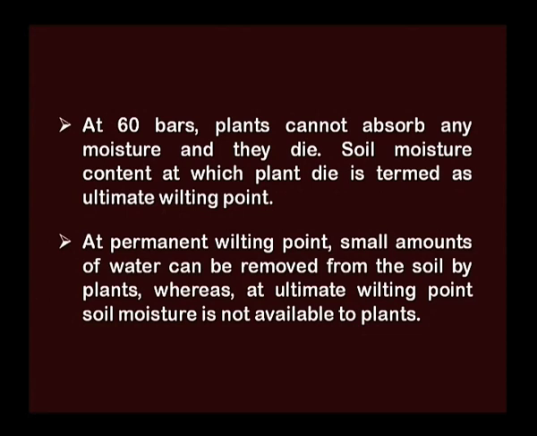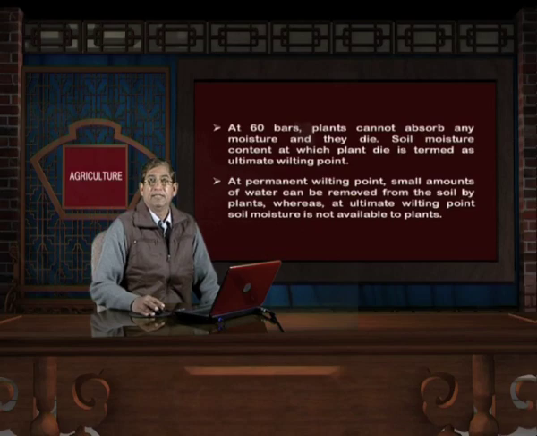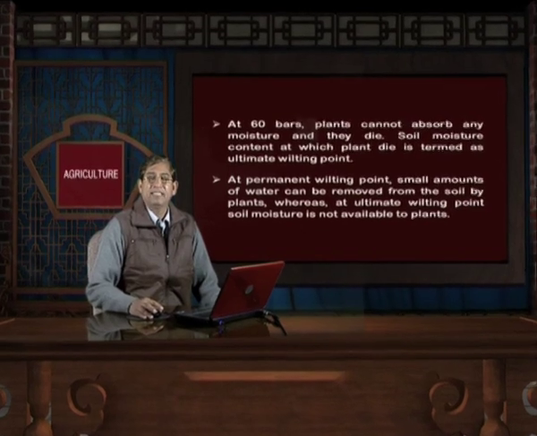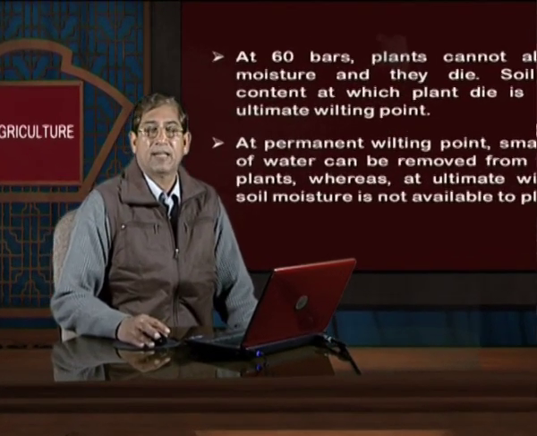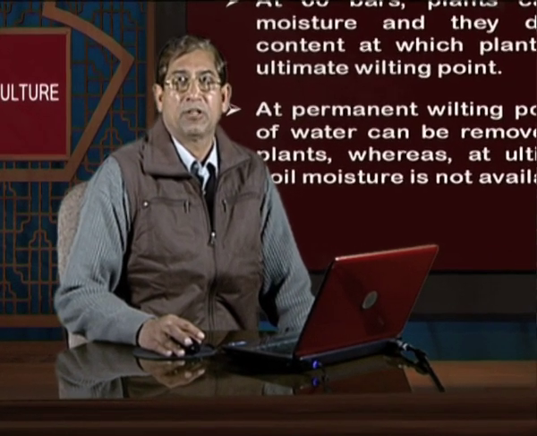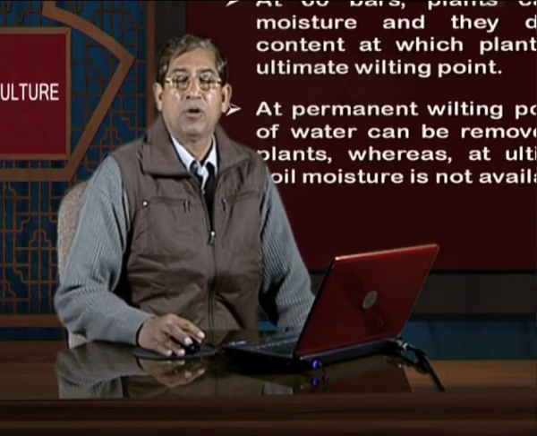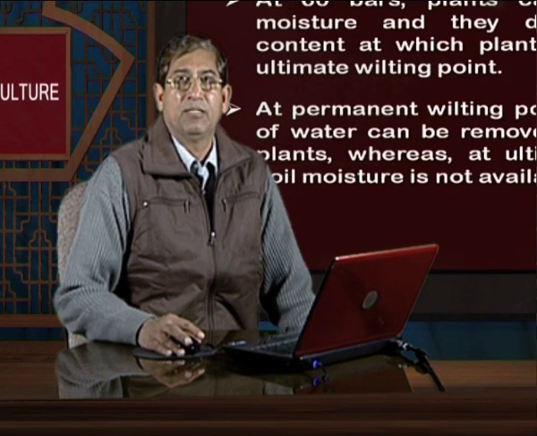At permanent wilting point, small amounts of water can be removed from the soil by plants, whereas at ultimate wilting point, soil moisture is not available to plants. The permanent wilting point and the field capacity are important soil moisture constants, and the amount of water as well as the time of water application is decided by these two parameters.